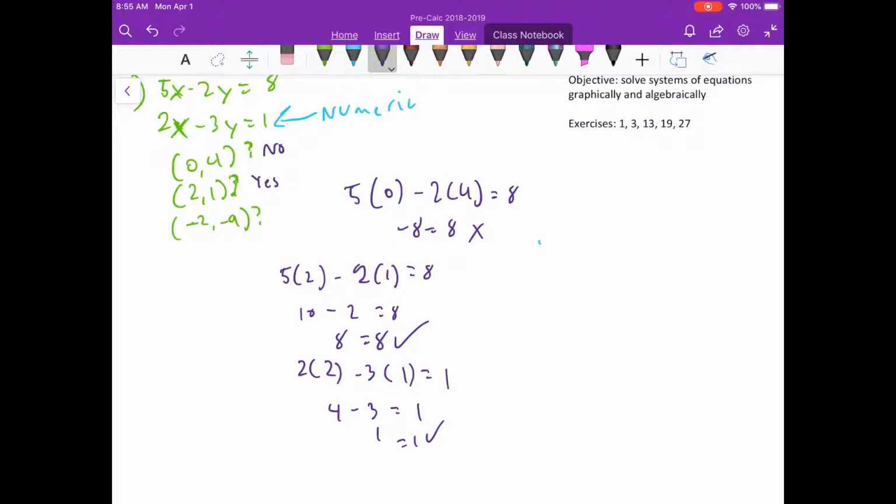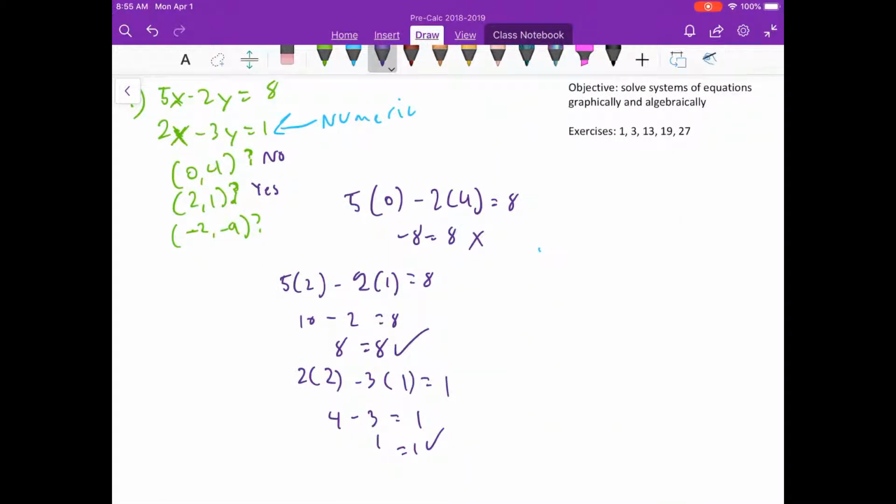Finally, we have (-2, -9). Let's see if that plugs in. We'll plug it into the first equation first. So we get 5 times -2 minus 2 times -9 equals 8. If we plug it in, we get -10 plus 18 equals 8, so 8 equals 8. That's a solution to the first equation.